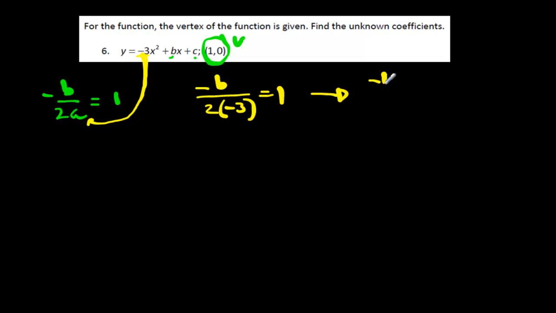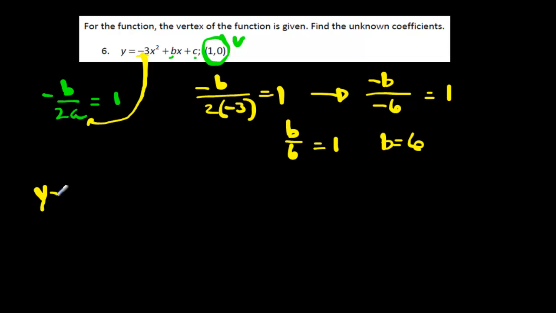From there, we can say the opposite of B over -6 equals 1. Negative B over -6, the negatives cancel, so you just have B over 6 equals 1. Therefore, if you multiply both sides by 6, B is 6. So, let's put 6 in for B and see where we're at. Alright, so we're one step closer. We still don't know what C is.